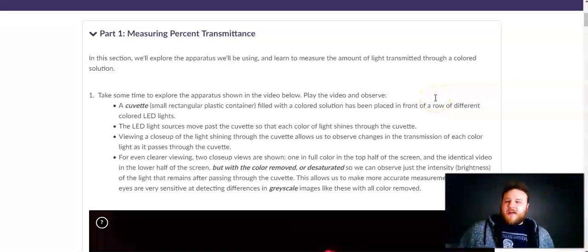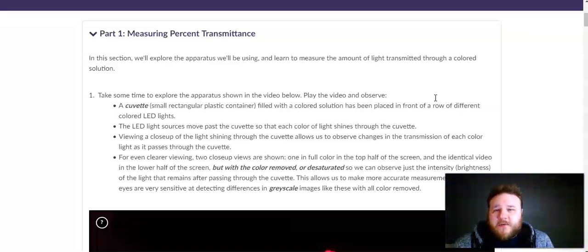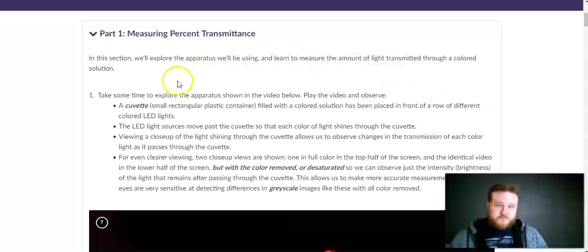So I have a video that I'm making right now for the Beer-Lambert Law. It's the lab on Pivot Interactives. I'm going to do my best to explain this for you, and hopefully it will all happen in one take, and I don't have to do multiple videos, but we'll see how it goes.